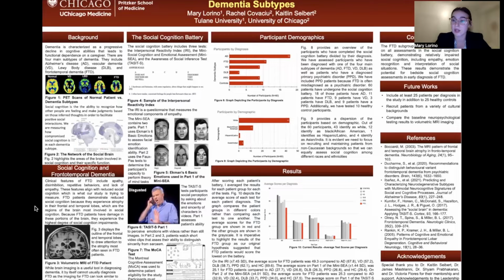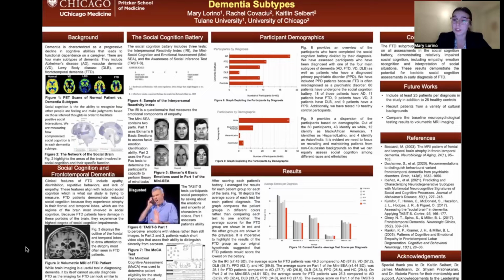Because FTD patients have damage in these portions of the brain, they experience the highest degree of social cognition impairments. In figure 3 here, we can see an MRI of an FTD patient. Here we have an outline of the frontal lobe and then temporal lobe of where your brain should be in a healthy patient, but note the reduced volume of this patient's brain due to their FTD diagnosis. And this reduced volume is most commonly seen in FTD patients.